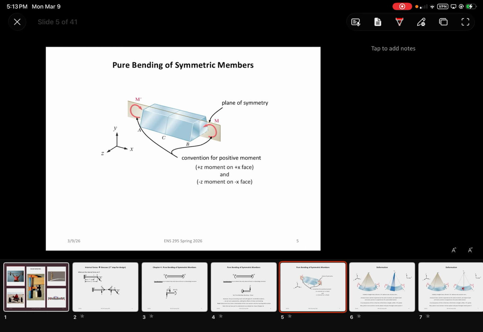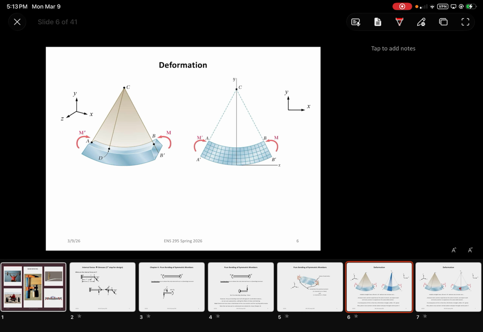Yep, that's just the plane of symmetry. Positive z moment on the x face and negative z moment on the negative x face. All right. Now, how do we determine all of our equations? First, we need to make some assumptions about how the beam is going to deform.